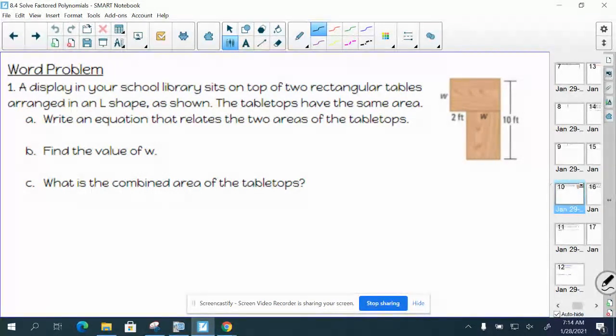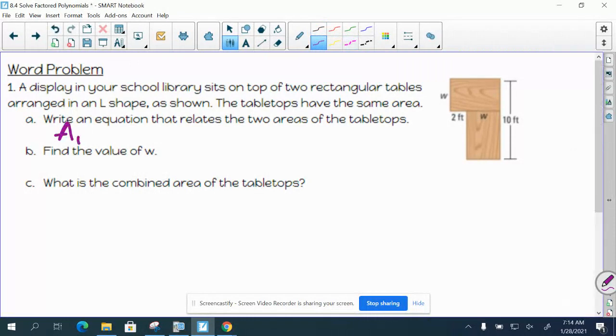So the tables have the same area. So the area of this is equal to the area of that. Whenever they say that, then the equation is probably going to be the expression for this area equals the expression for that area. Like A1, the area of the first one, equals the area of the second one. But now we are going to write the equation in terms of W, the width.